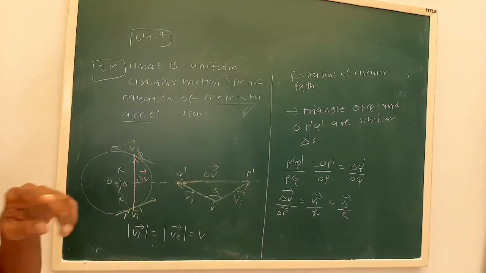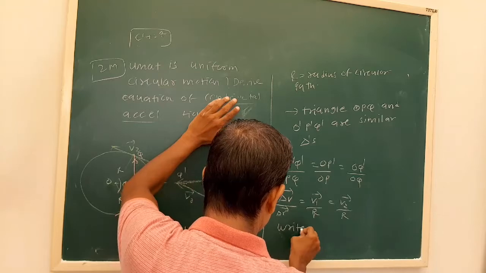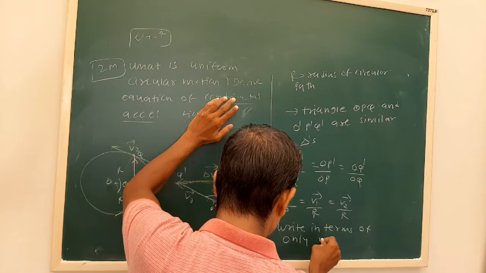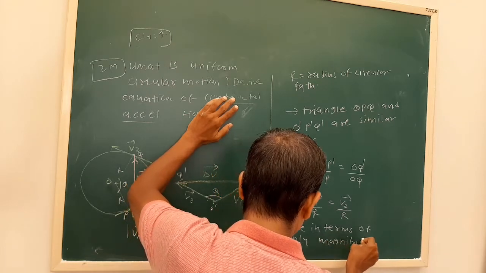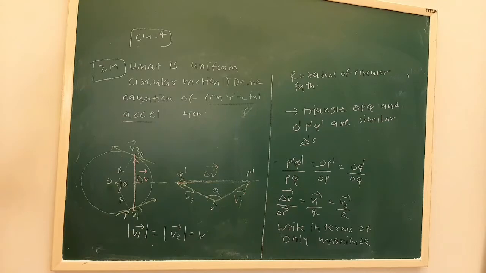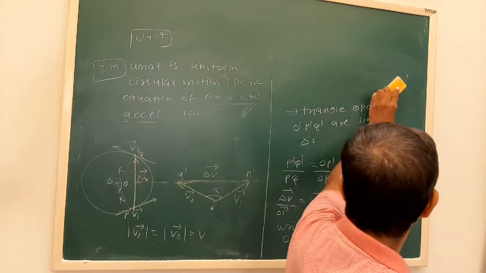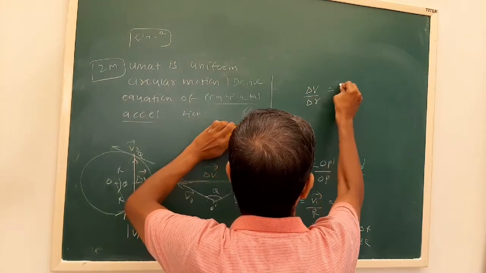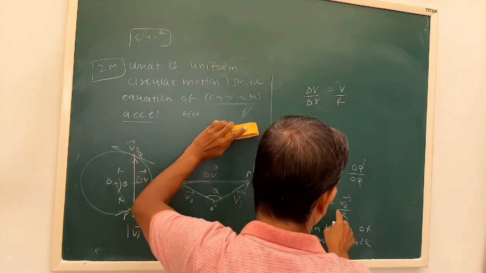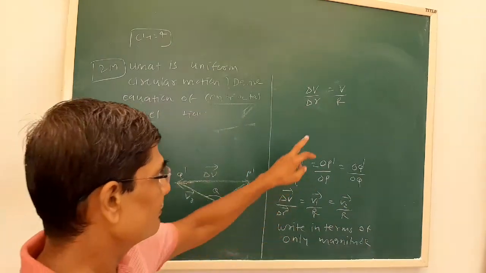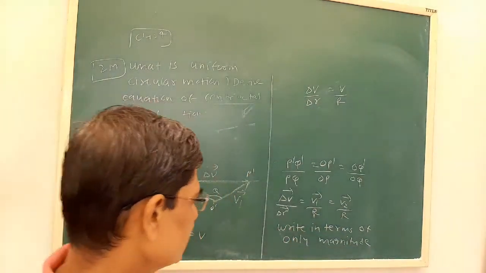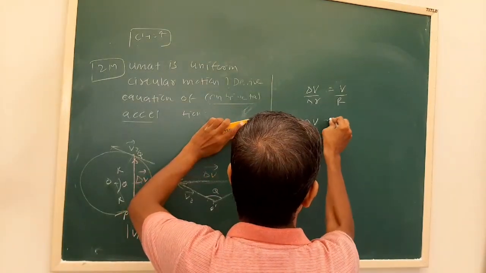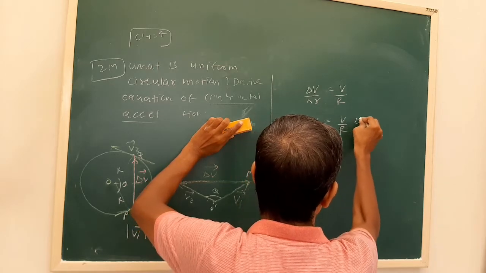Now these are all vectors. We write in terms of only magnitude. So we can write like this, delta V. This V1 and V2 are the same, so this will be V by R. This also will become V by R, so we do not write it twice. Now delta V is equal to V upon R into delta R.